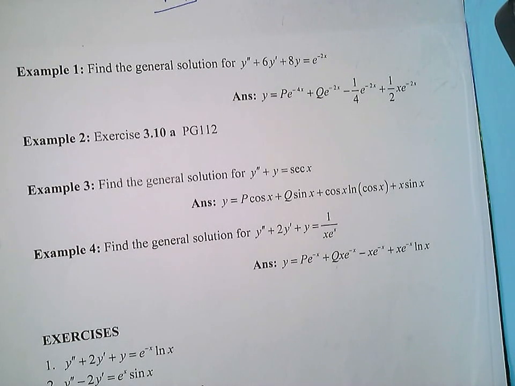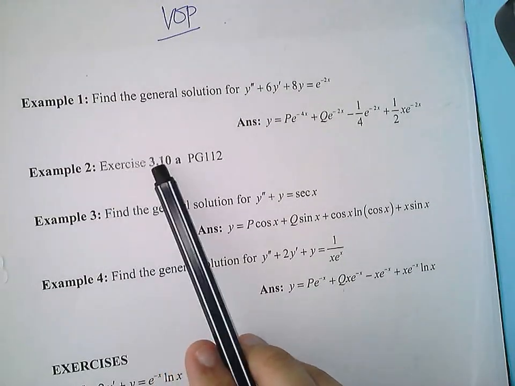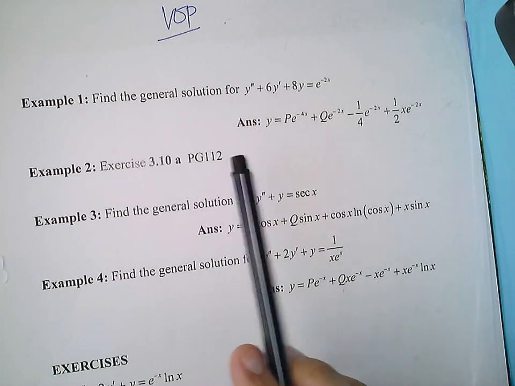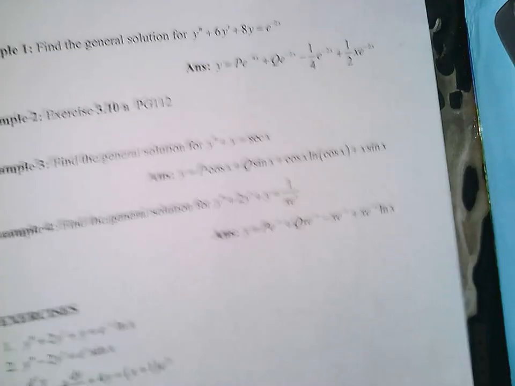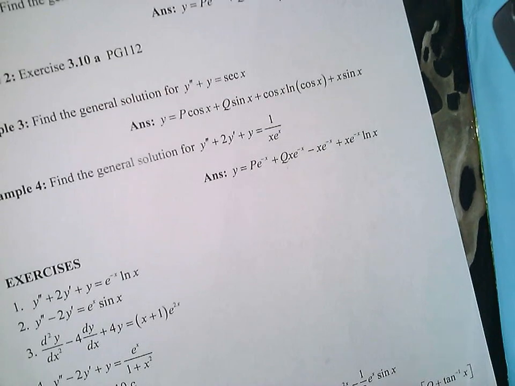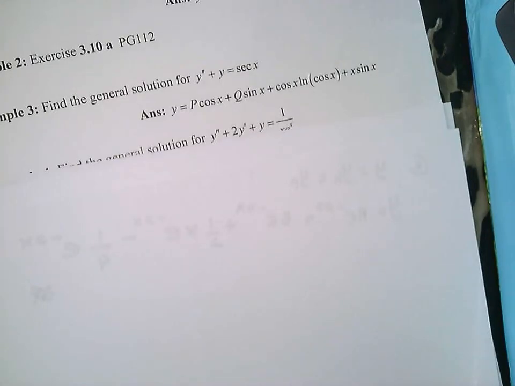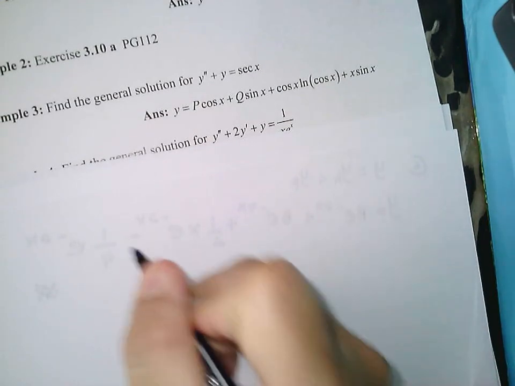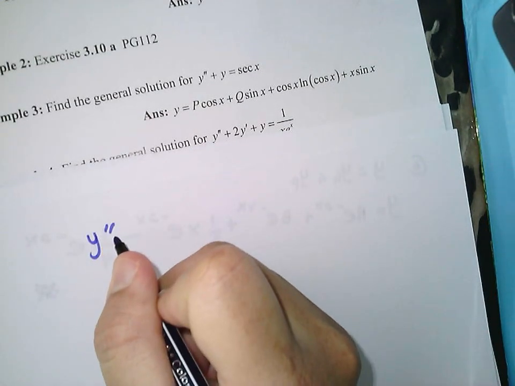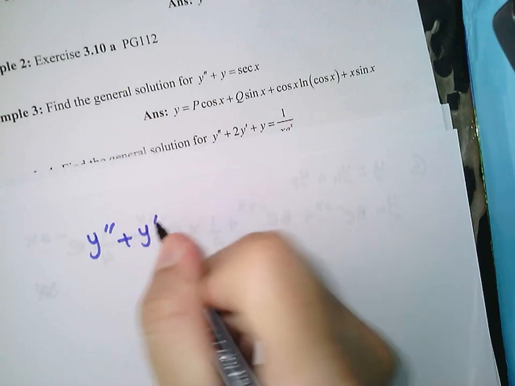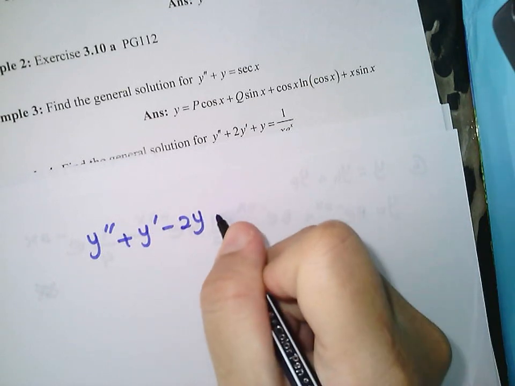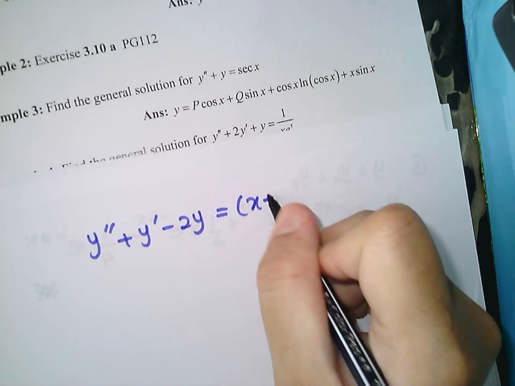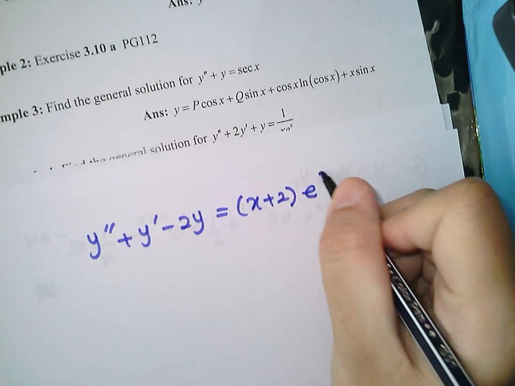Okay guys, now we proceed with the second example, which is exercise 3.10a, page 112. So please refer to your textbooks. I just rewrite the question back. You were asked to find the general solution of y double prime plus y prime minus 2y equals x plus 2e^x.